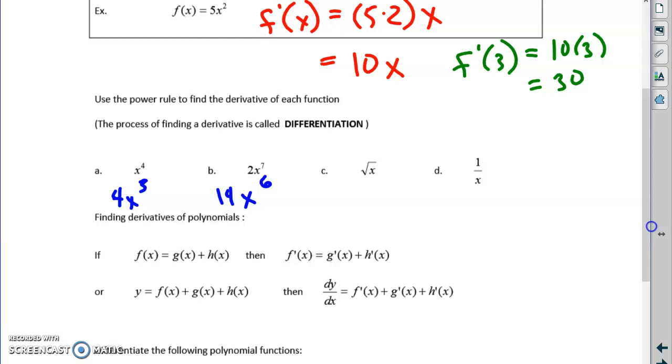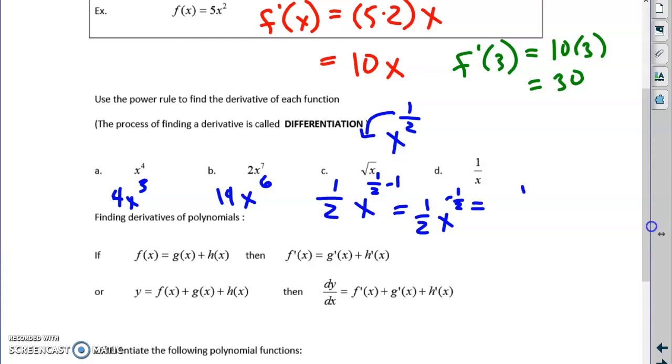Well, what we're going to have to do is write them exponentially. What's another way to write radical x? X to the 1/2. Now I can use that power rule. 1/2 goes down front. 1/2 minus 1. What is 1/2 minus 1? 1/2 x to the negative 1/2. Negative 1/2 moves it to the bottom. Raise it to 1/2 power. But the best answer is 1 over 2 radical x.